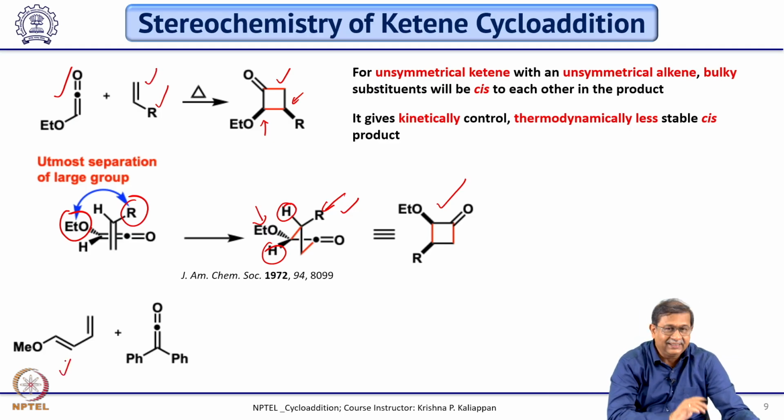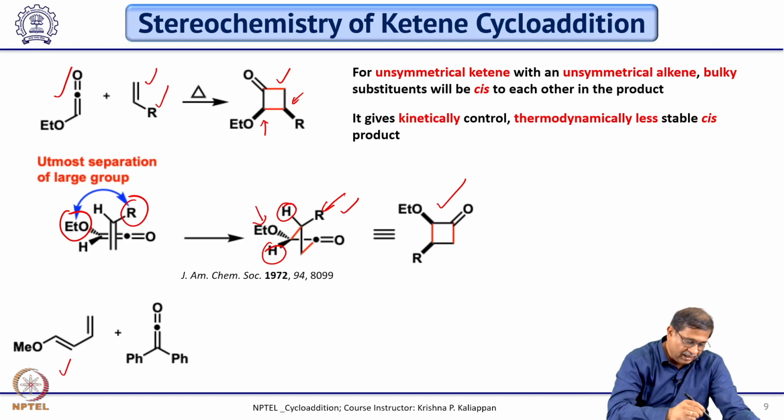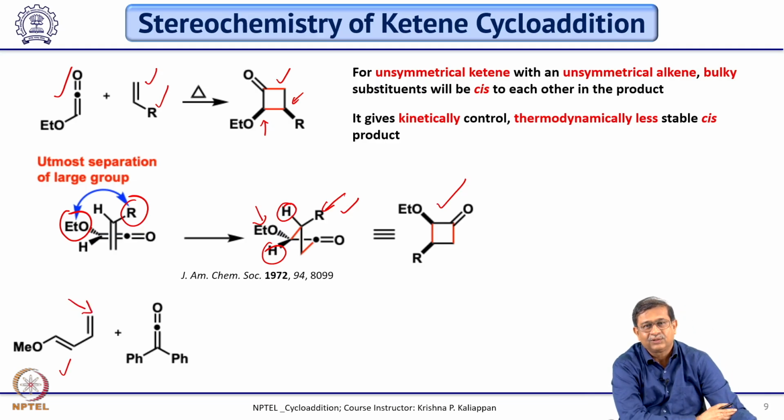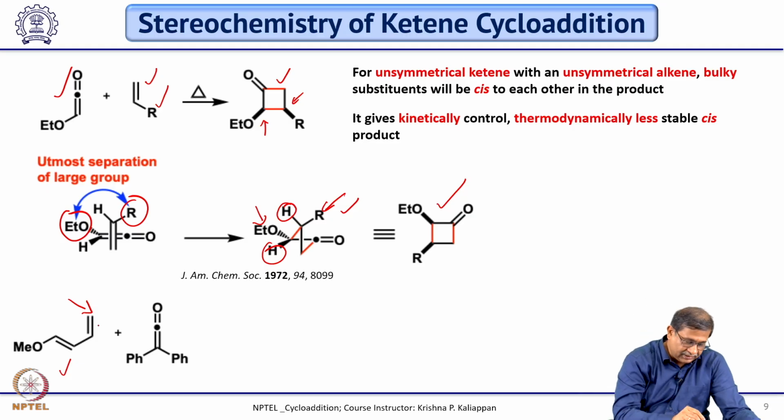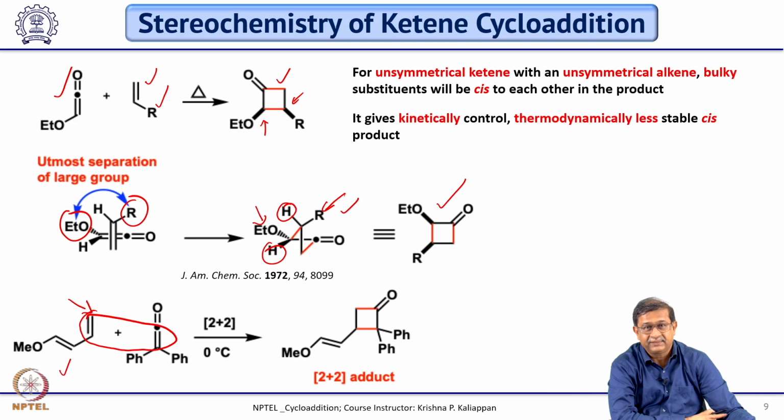Now if you take a diene where you have a methoxy group at the terminal carbon, and obviously this particular carbon has the highest HOMO coefficient. Okay. So, will it undergo 4+2 or will it undergo 2+2? At low temperature it undergoes 2+2, that is between these two, you get this cyclobutanone ring. Okay, this is a 2+2 adduct at 0 degrees.